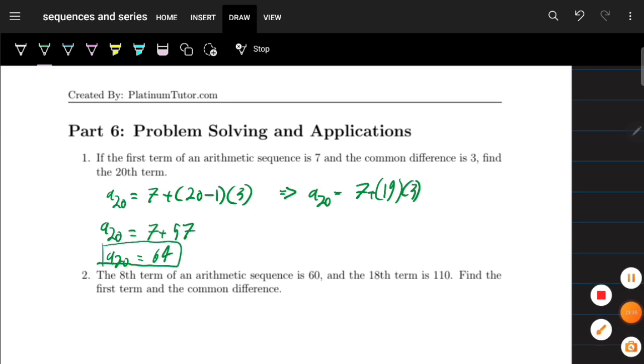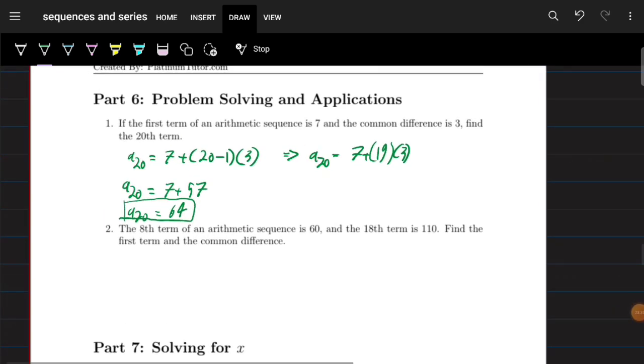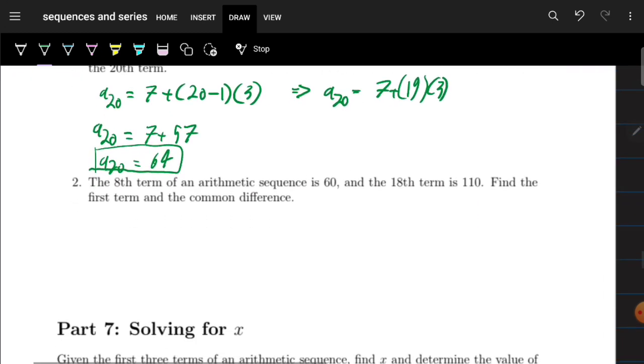Okay, let's have a look at problem 2. Problem 2 says the following: the 8th term of an arithmetic sequence is 60 and the 18th term is 110. Find the first term and the common difference. Okay, this is a very important problem. You will most likely see variations of this on tests and quizzes. So let's have a look at how to do this.